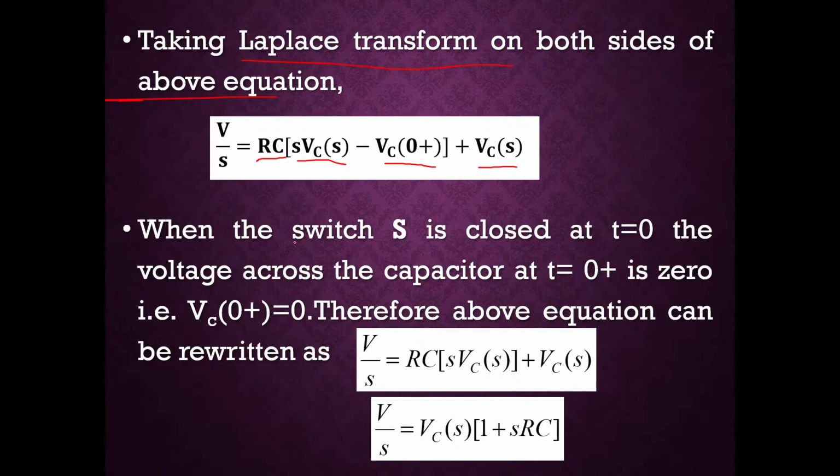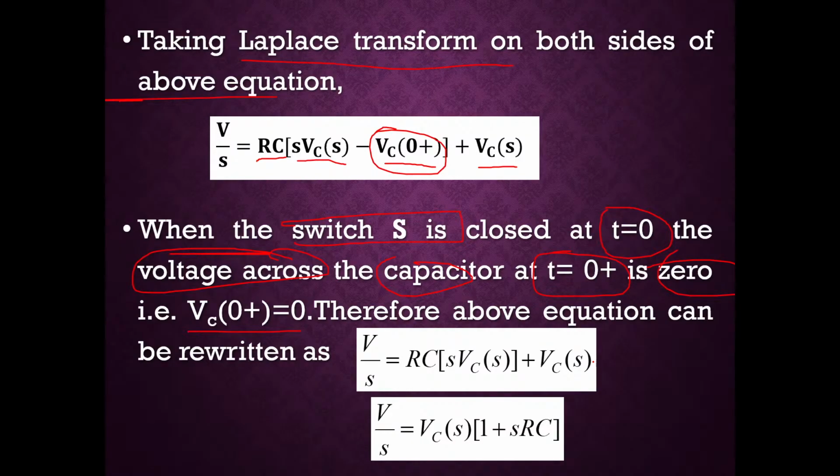Now we know that as soon as the switch closes at t equals 0, immediately after closing the switch, the voltage developed across the capacitor will be 0. Immediately voltage will not develop across the capacitor. So Vc of 0 plus value is 0. You just substitute that in this. So the above equation becomes V by S is equal to RC S Vc of S plus Vc of S.